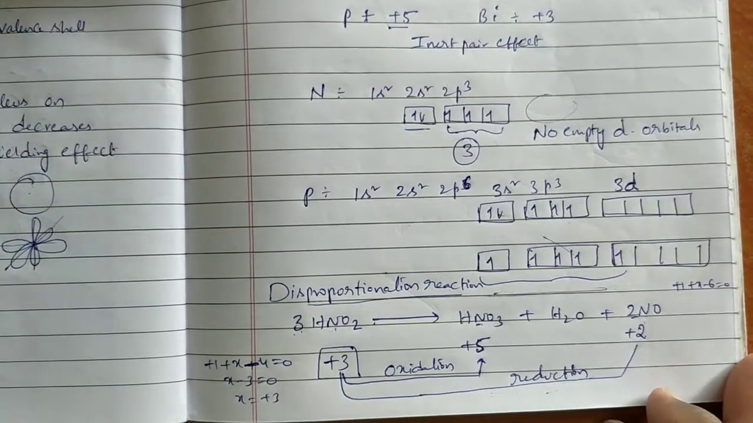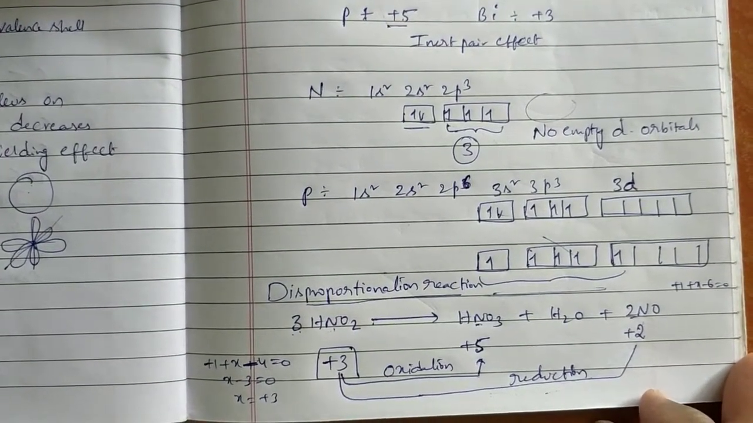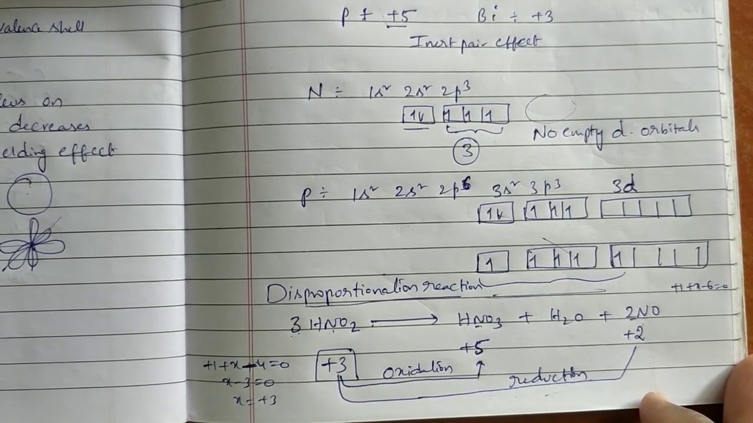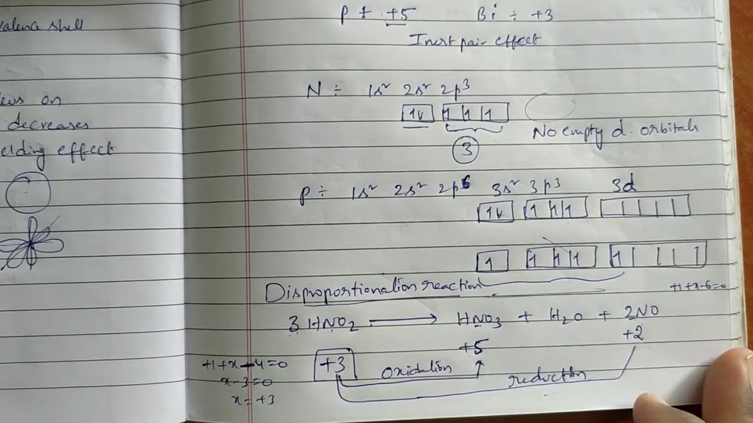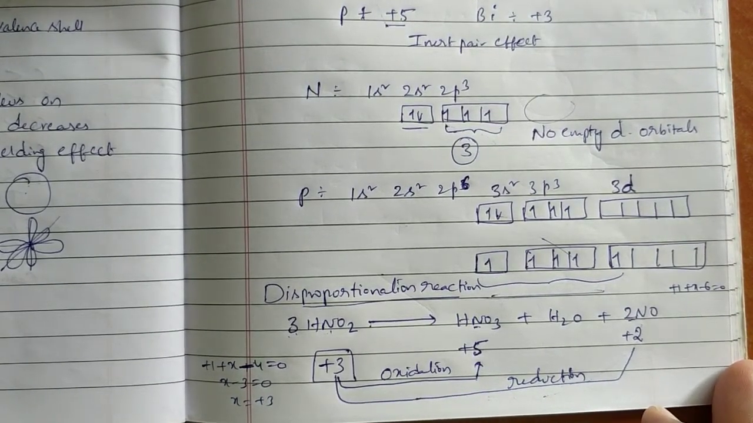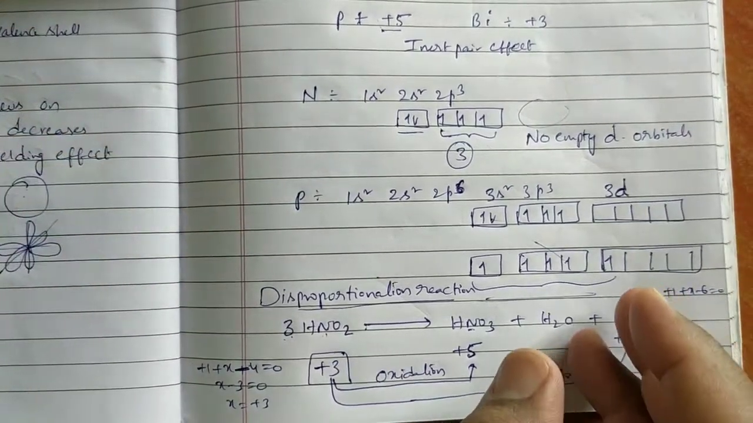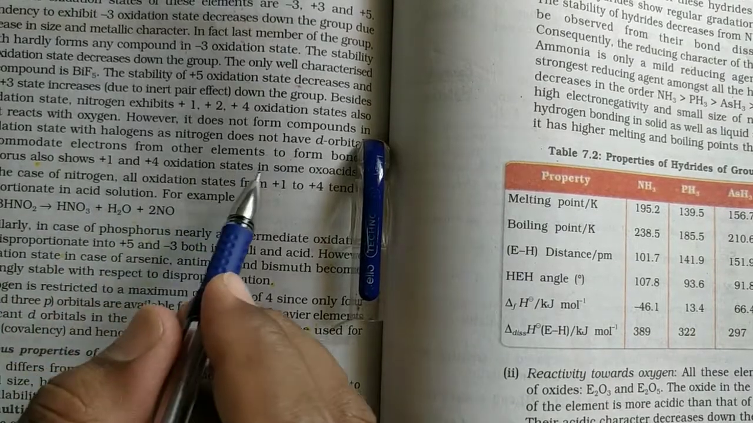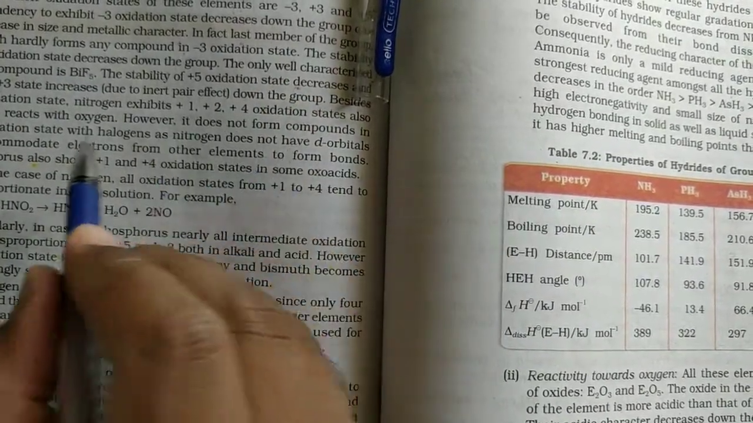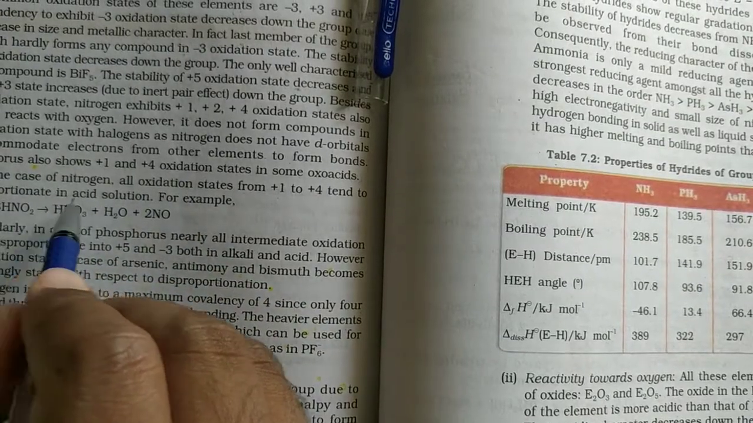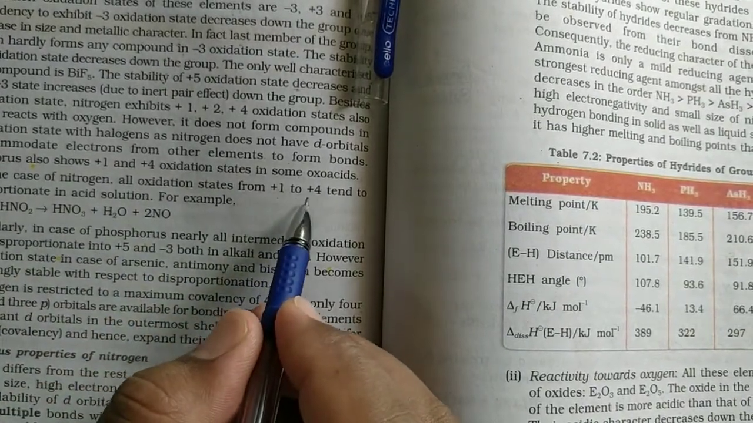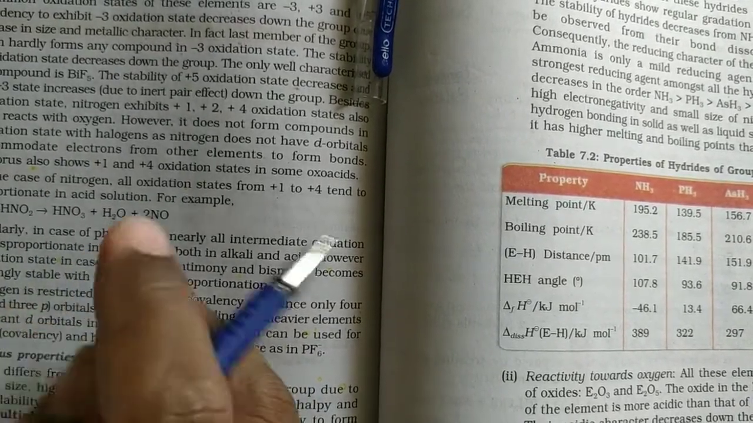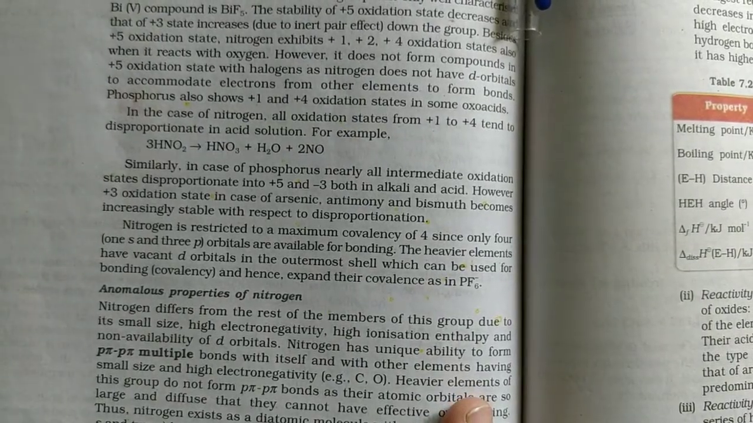The same oxidation number is converted into 2 different oxidation numbers, in which one is undergoing an increase in oxidation number, that is oxidation, and another is undergoing a decrease in oxidation number, which is called reduction. That is called a disproportionation reaction. So if nitrogen exists in +1 to +4 oxidation states, all oxidation states from +1 to +4 tend to disproportionate in acid solution. For example, this is the disproportionation reaction.